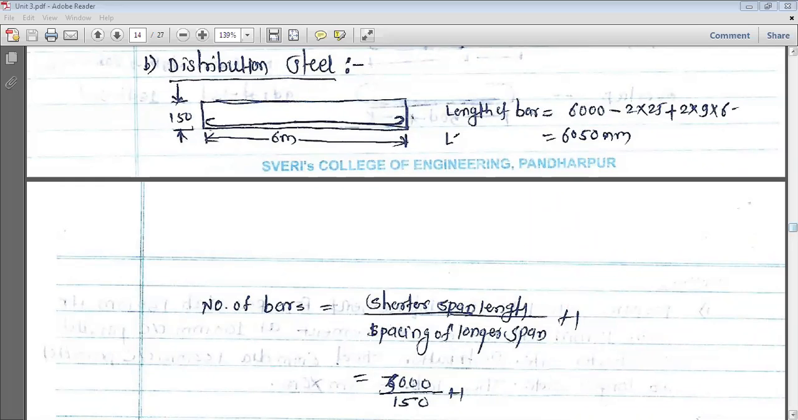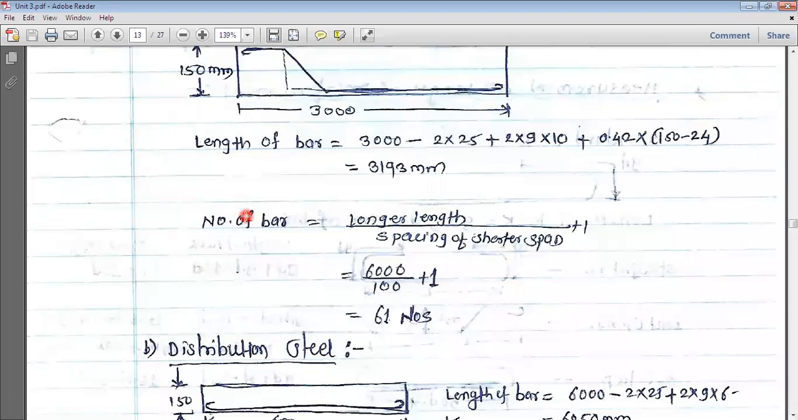Now if you do the calculations for this particular problem, the number of bars for the main steel equals the longer span, 6000, minus clear cover, which is provided as 2 into 25, that is 25 mm clear cover on both sides, divided by spacing of the shorter span, given as 100 mm center to center, plus 1. So we can calculate that: 5950 divided by 100 comes as 59.50, plus 1, that is around 60. So just a slight change in the calculation. You can do the calculations.